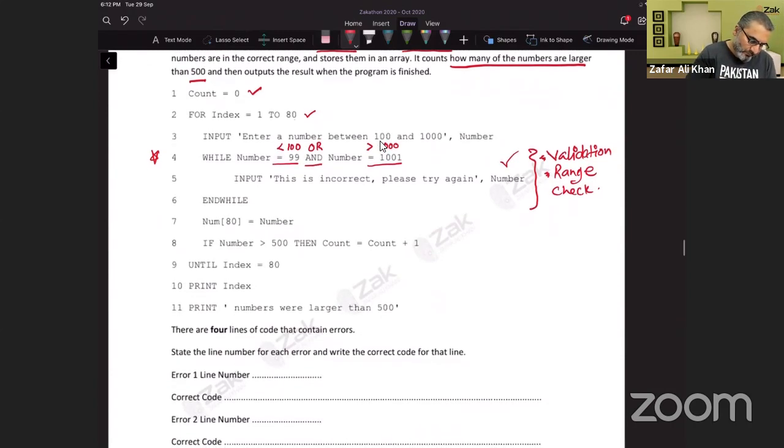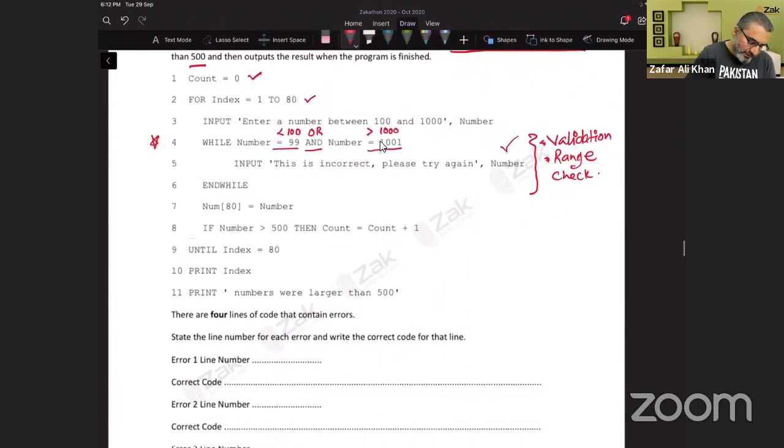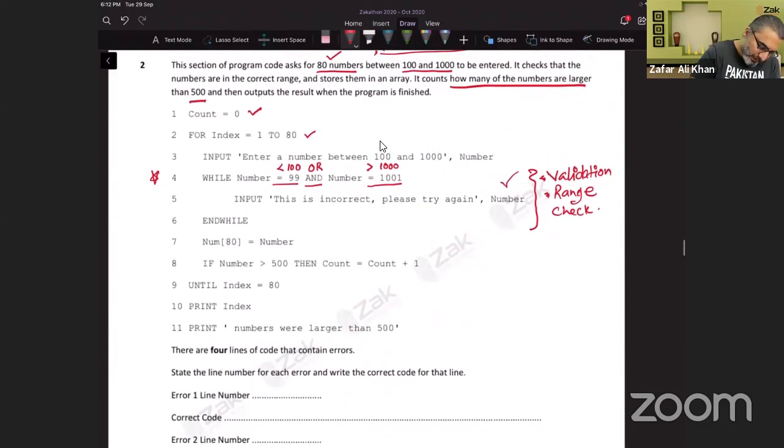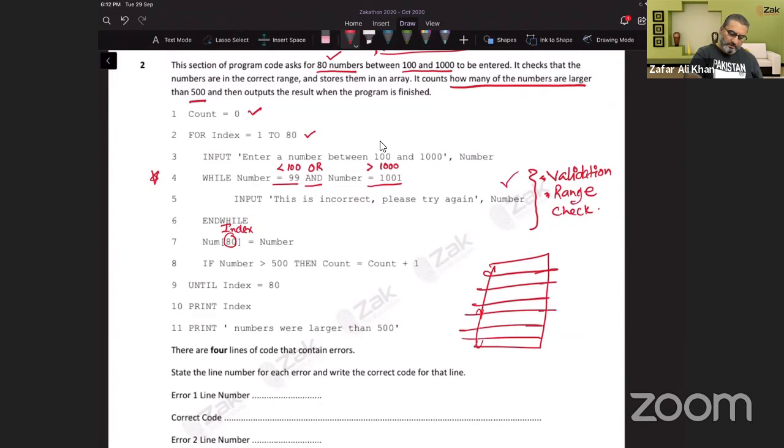So now number 80 is equal to number. No. Here comes the index. We have to save all these numbers inside the array. The name of the array is num. So let's say this is the array. This is 1, 2, 3, 4, and it goes on for how many times? 80 times. So index will be 1 at the first.